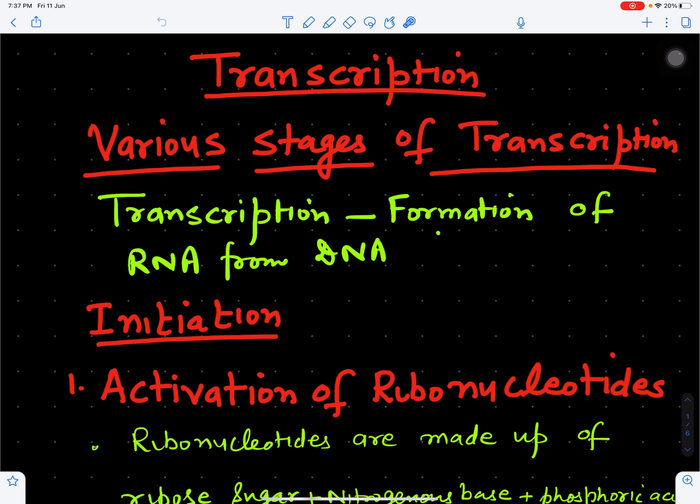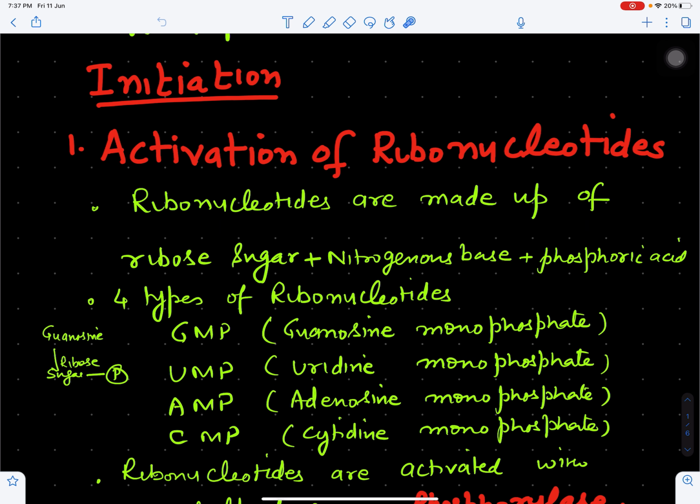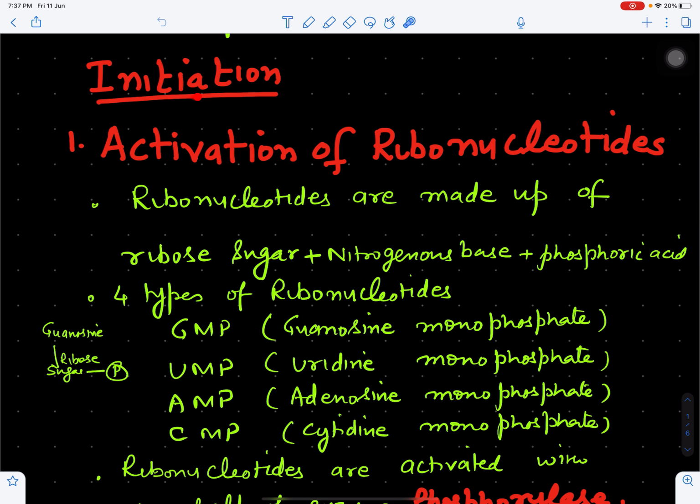So, what are the various stages of transcription? First, when the process starts, this is called initiation. During initiation of transcription, there is activation of the ribonucleotides. What are ribonucleotides? They are the building blocks of RNA, also called ribose nucleic acid. Ribose is the sugar involved in the formation of RNA.